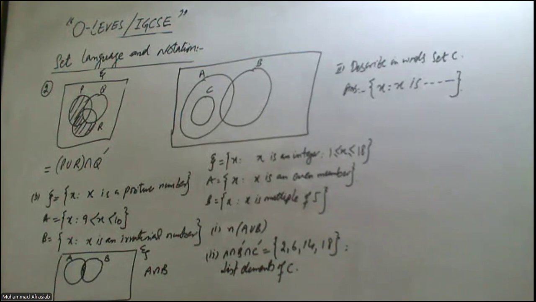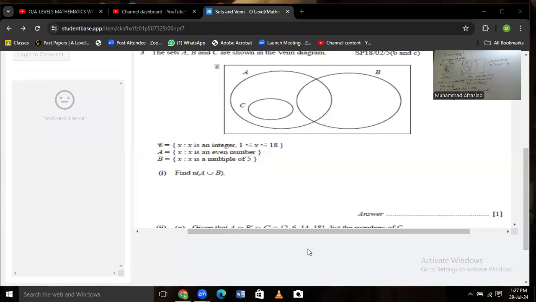Question 3 now. The sets A, B, C are shown in the Venn diagram. The universal set is X, an integer, X greater than or equal to 1, less than or equal to 18. A is the even numbers. B is X a multiple of 5. And find n of A union B.